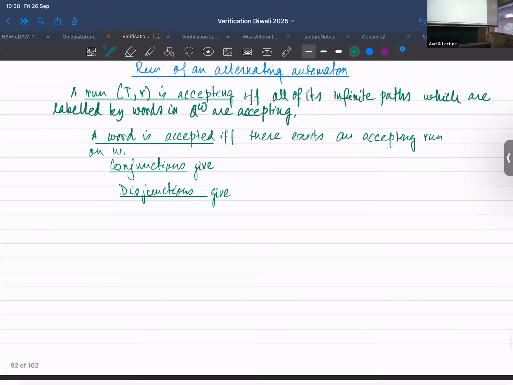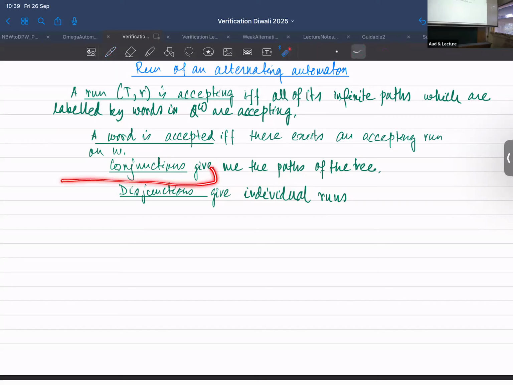Okay. So conjunctions essentially, like if I say the disjunctions, as I was saying, it gives me individual runs. Clear? Disjunctions give me individual runs, whereas conjunction gives me the paths of the tree. Right? So when I'm talking about a single run, then I will have these conjunctions, which will give me the paths of the run.